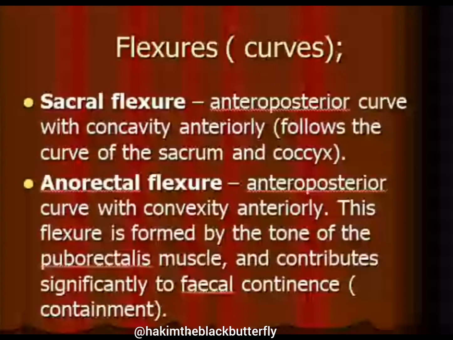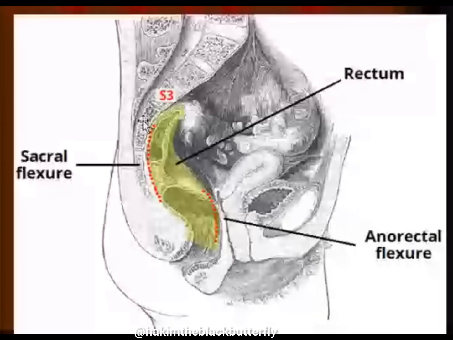It has two principal bends. The rectum has two principal bends: a sacral bend or sacroflexure, and an anorectal bend or the anorectal flexure. And let us look at them. This is what we call the sacroflexure, following the concavity of the sacrum. Remember, this image is in median sagittal section. Whenever you're looking at an image, first find which section.